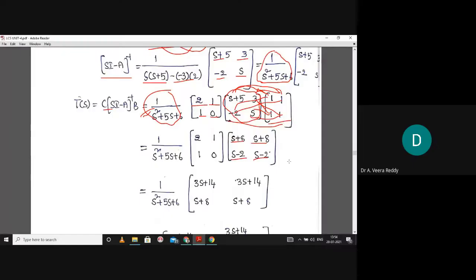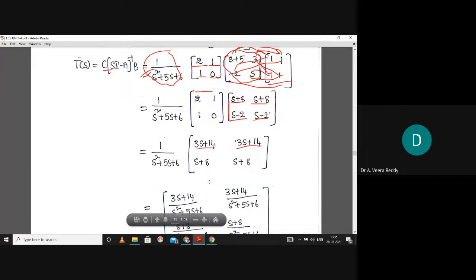Then you can multiply this one again. This is a 2 by 2 matrix and this is a 2 by 2 matrix. The resultant will again be a 2 by 2 matrix. So this row and this column: s plus 8 into 2 plus 1 into s minus 2, so I will get 3s plus 16. Next, 2 into s plus 8 and 1 into s minus 2, again we'll get 3s plus 14.